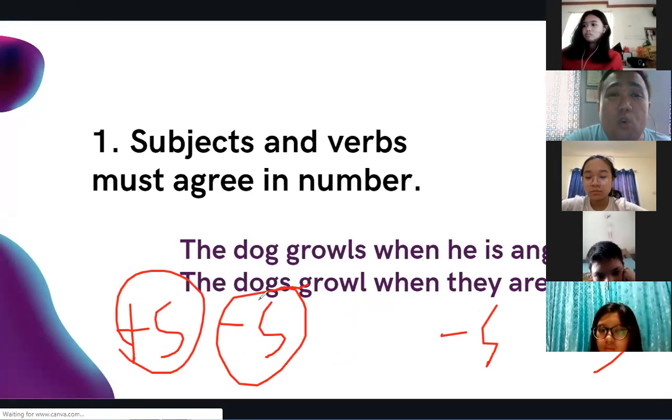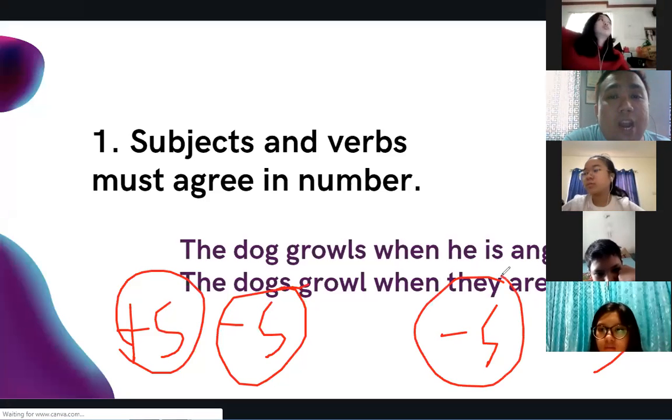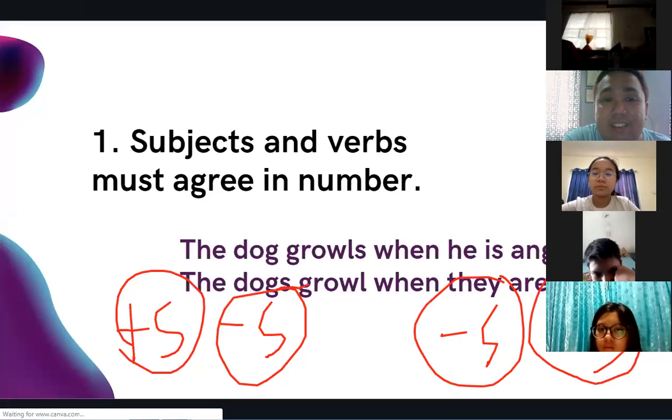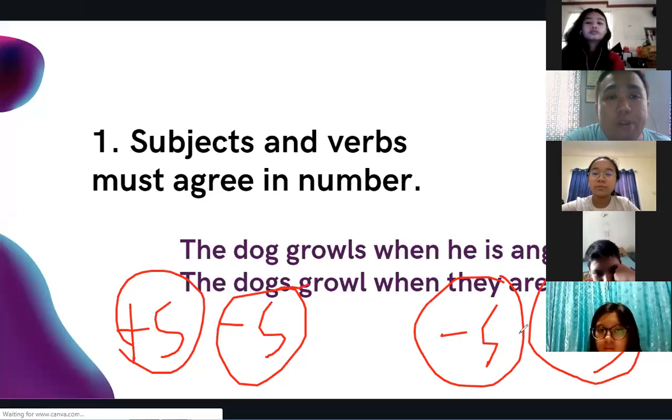This is just the basic rule. This is not true all the time, okay? If your subject doesn't have an S, kung walang S, minus S yung subject, then your verb must have an S. Malinaw? Let's show an example.